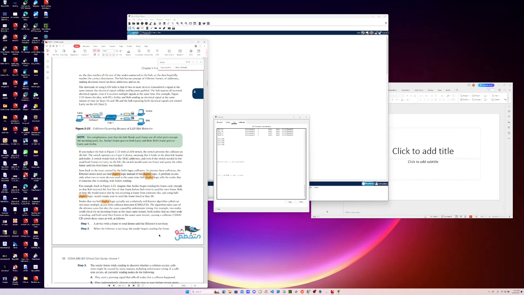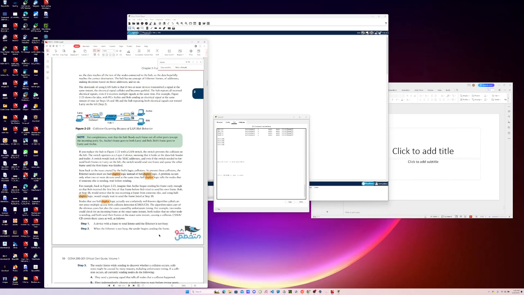Now back to the issue created by the hub's logic, collisions. To prevent these collisions, the Ethernet nodes must use half duplex logic instead of full duplex logic. A problem occurs only when two or more devices send at the same time. Half-duplex logic tells the nodes that if someone else is sending, wait before sending. For example, back in the figure, imagine that Archie began sending his frame early enough so that Bob received the first bits of that frame before Bob tried to send his own frame. Bob, at step 1B, would notice that he was receiving a frame from someone else and, using half-duplex logic, would simply wait to send the frame listed at step 1B.